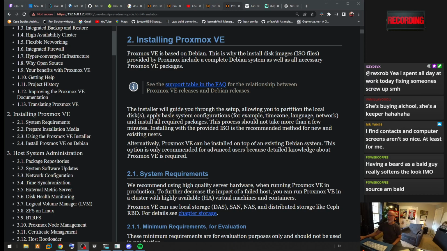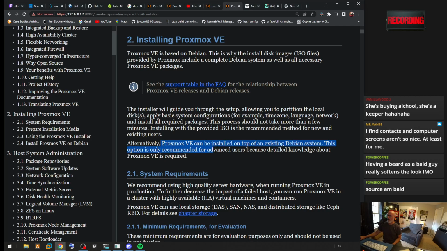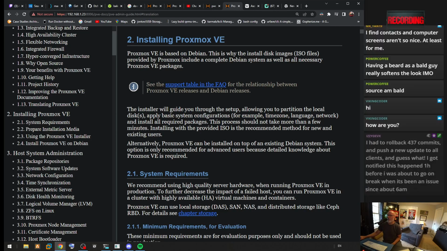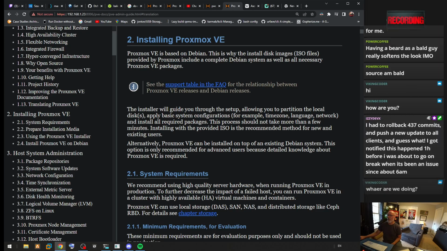All right, so here we go. Installing Proxmox VE. The installer will guide you through a setup, allowing you to partition a local disk. We did that already. Alternatively, Proxmox VE can be installed on top of an existing Debian system. Everybody keeps telling me that's what I should do so I can reuse the Debian system it's running on to do other things, like use the GPU to play games or use the graphic IDE and stuff like that. I can see doing that, but that's not my interest. I'm 54. Everybody keeps asking this. That's like the 4th time in 3 days.